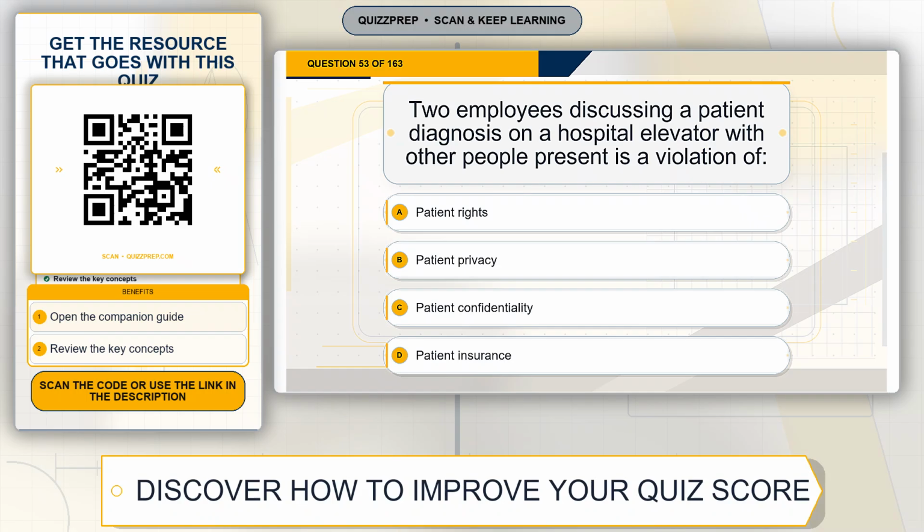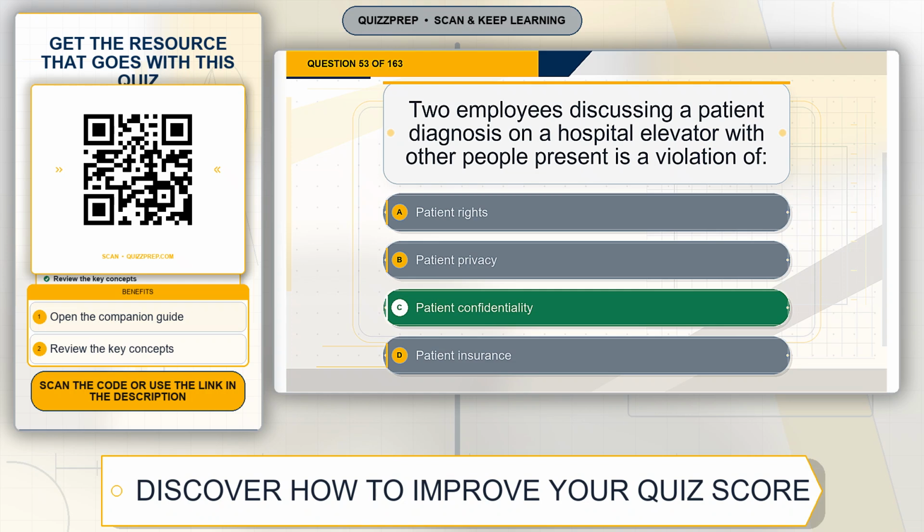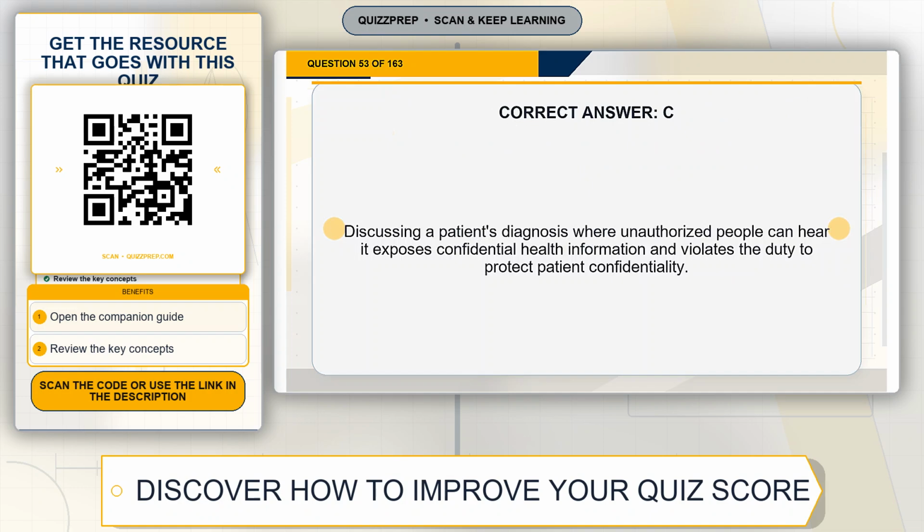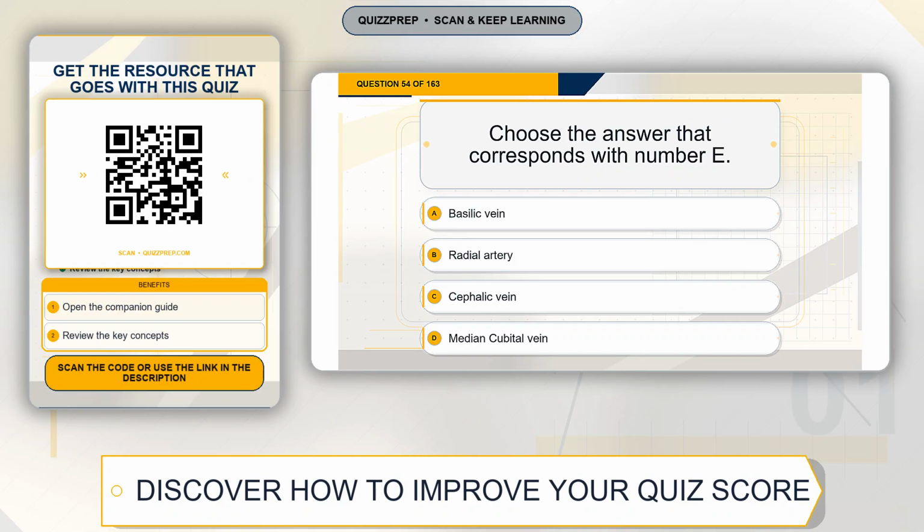Question 53. Two employees discussing a patient diagnosis on a hospital elevator with other people present is a violation of: Option A, patient rights. Option B, patient privacy. Option C, patient confidentiality. Option D, patient insurance. The correct answer is option C, patient confidentiality. Explanation. Discussing a patient's diagnosis where unauthorized people can hear it exposes confidential health information and violates the duty to protect patient confidentiality.